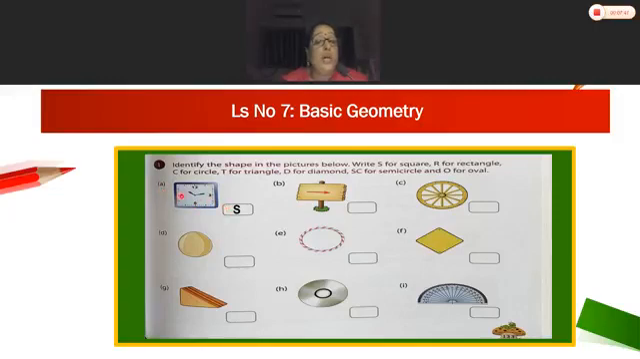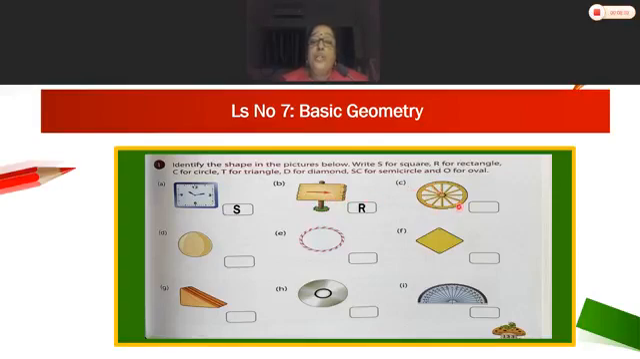All 4 corners are equal. All 4 sides are equal. It has 4 corners. Now next, B. What is this, children? Tell me. Rectangle. In rectangle, what is there? I've taught you there are 4 corners and opposite sides are equal. What is here? Opposite sides are equal. That is why it is a rectangle.